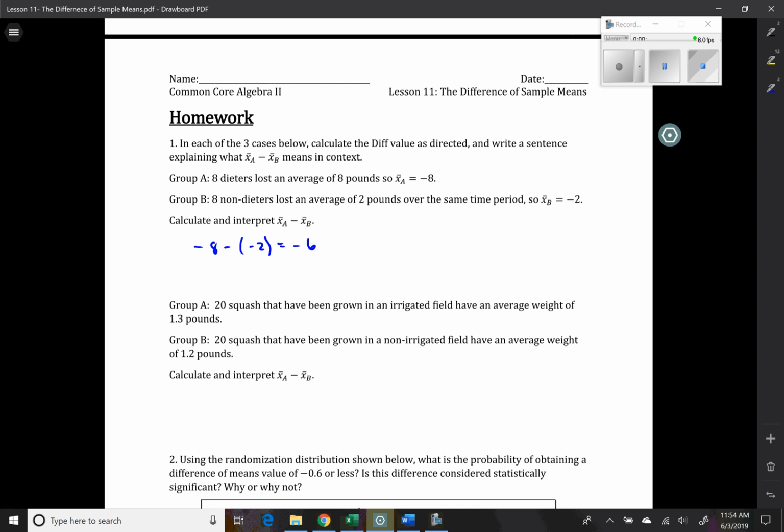So what that means is group B. So again, what we can say here is since the difference here was negative, we can say group B actually has a larger average or mean than group A. So what we can say is the group of 8 dieters lost 6 more pounds than the non-dieters.